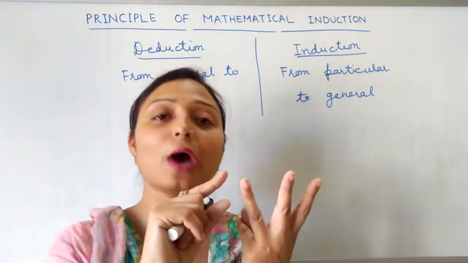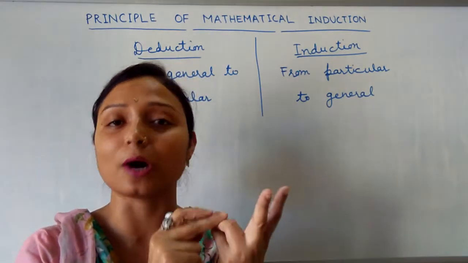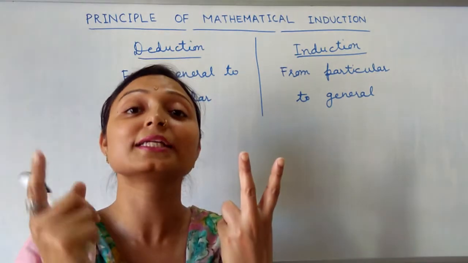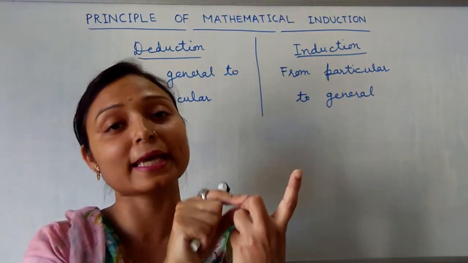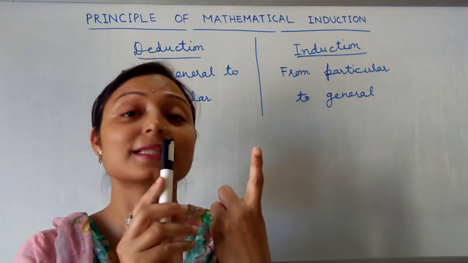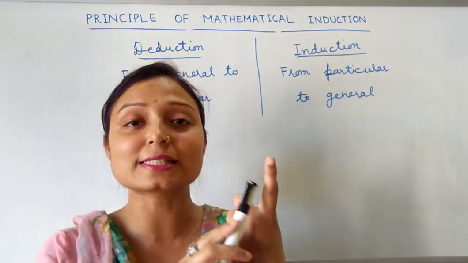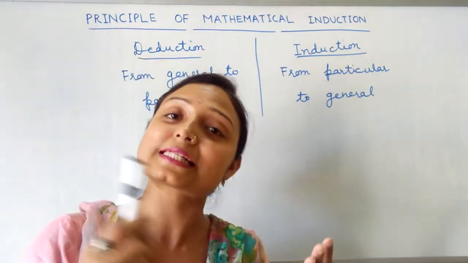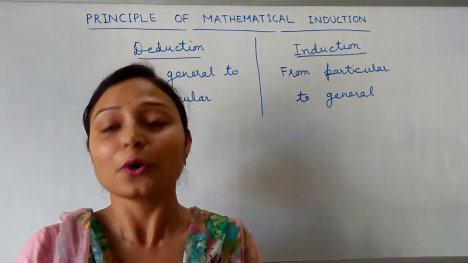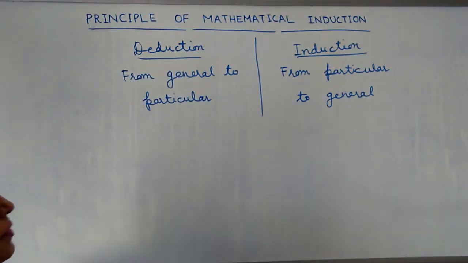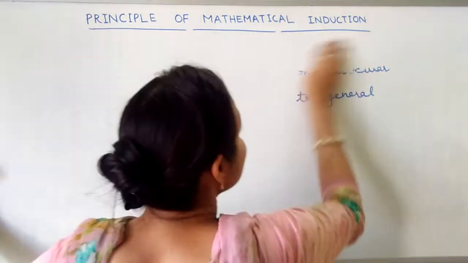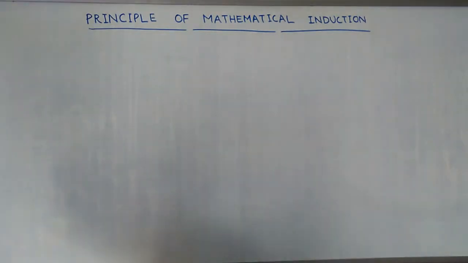Okay, first step is you have to prove the result for n equals to 1. And the second step is you have to assume the result is true for n equals to k, and the third and maximum mark scoring step is you have to prove the result for n equals to k plus 1. So let's start with the algorithm and I will do the solution of your 4.1 exercise. Okay, so let's start with the steps. What is the algorithm for finding the principle? Okay, so let's start with the algorithm.